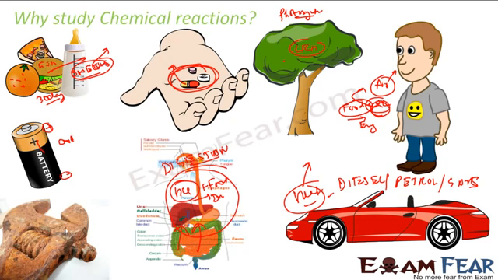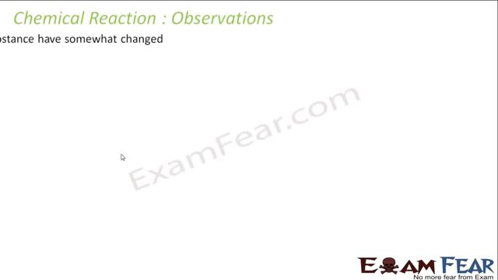Sometimes the state is changed. For example, this was looking good, but after some time the state got changed, right? State changed. Here also state changed, right? So sometimes there is a state change, sometimes you get the gas out, sometimes you get the heat, right? So all these things are characteristic of a chemical reaction.